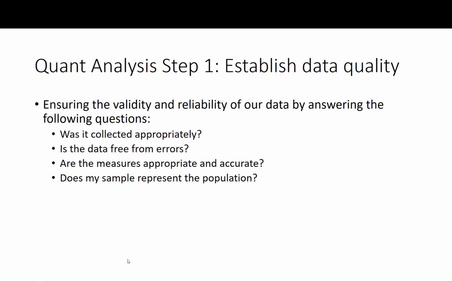Are the measures that we've used appropriate and accurate? So this is a reliability and validity checking of our variables in relation to the constructs that we were trying to measure. And does the sample represent the population? So we have our sampling plan, but again, in its implementation, things can change, and its representativeness of the population can also change.